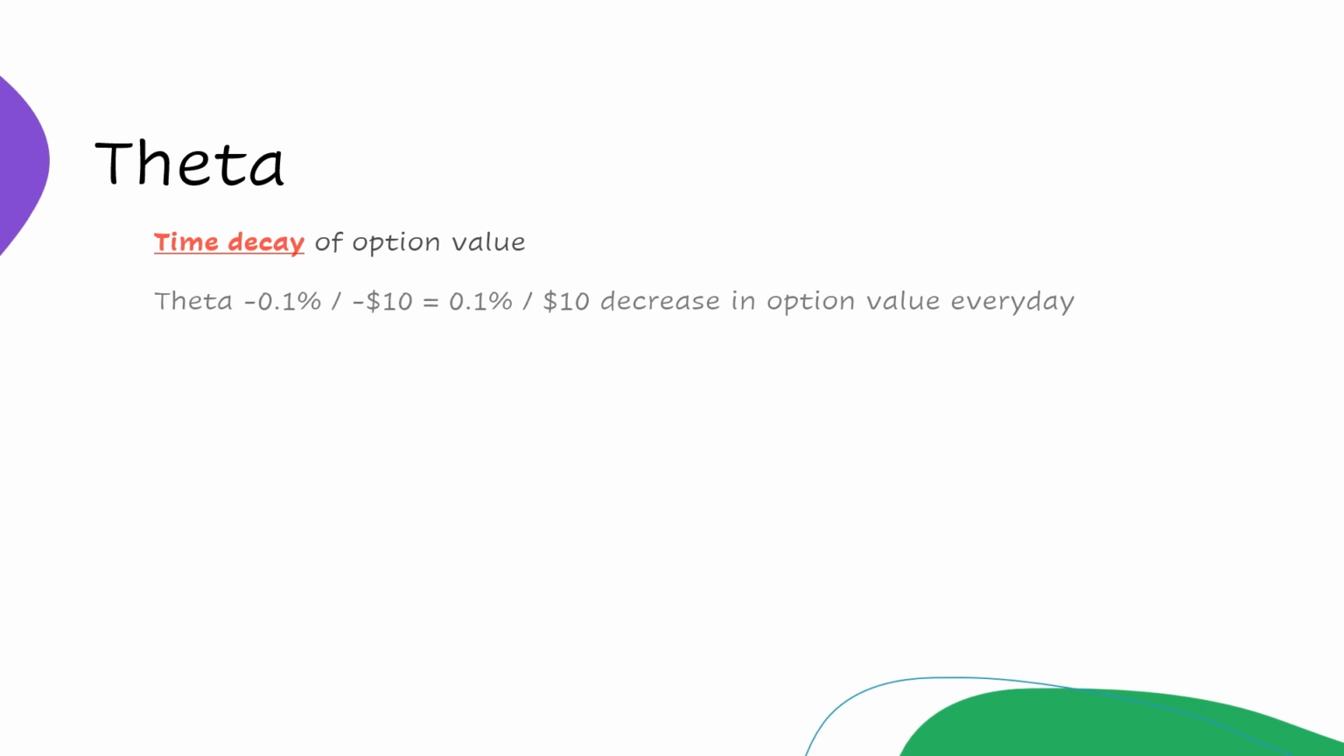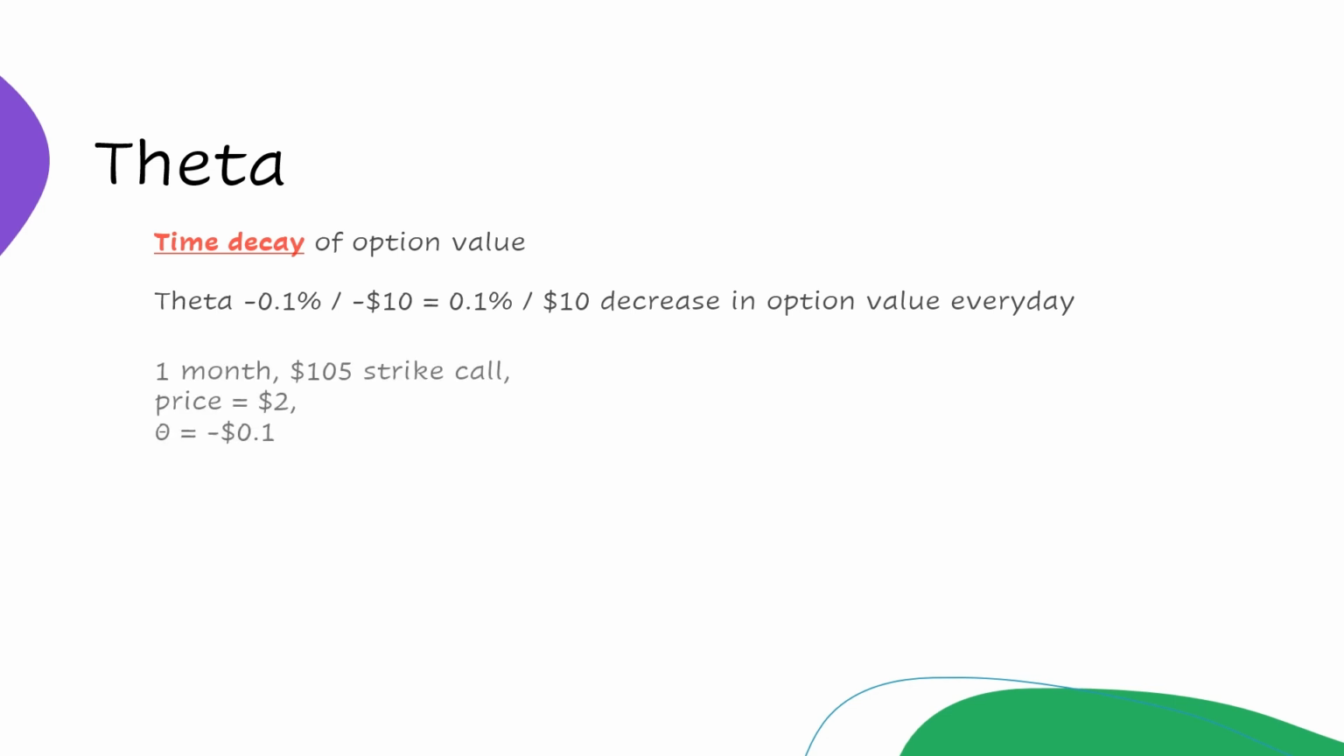The last Greek to cover is theta. Theta is the time decay of option value. Recall from Chapter 2, option value is composed of intrinsic value and time value. Time value decays day by day to 0 and option value will eventually converge into intrinsic value. Theta of minus 0.1% or minus $10 means 0.1% or $10 of option value decays every day.